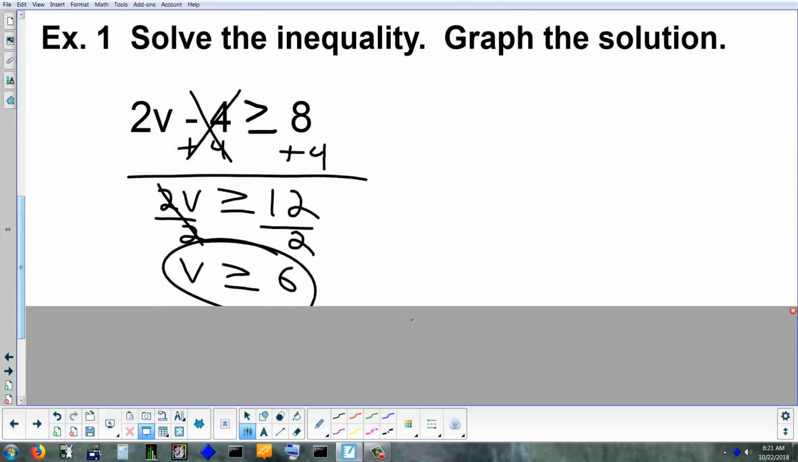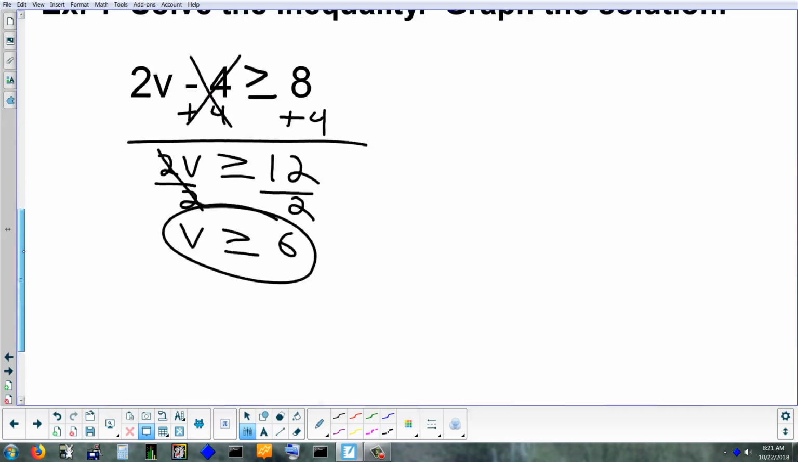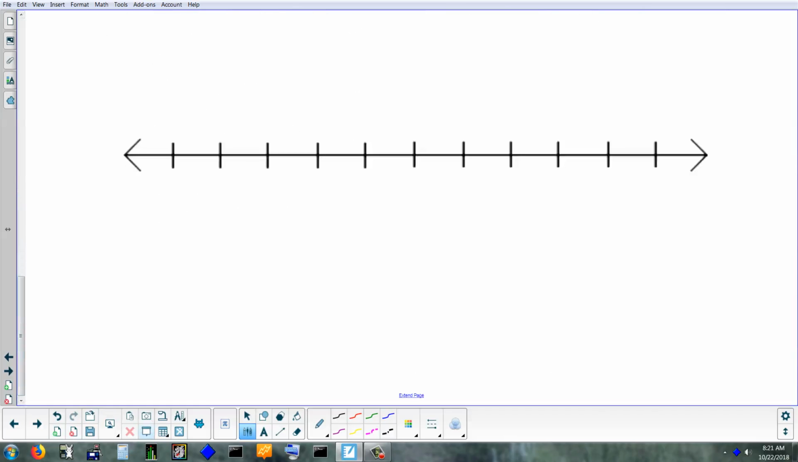All right. So are we good or anything else we got to do? We're going to graph that solution. Still got to graph it. So hopefully we got a number line. Okay. So remember, you don't have to put every single number. What I might just do is something like this. Just go by 3s.